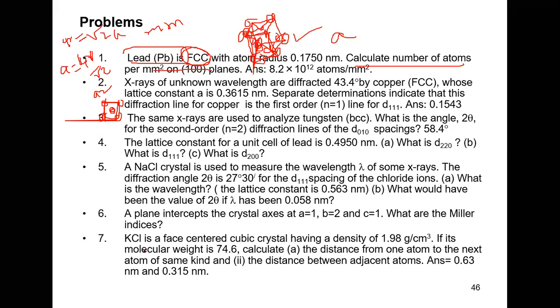Now two atoms are in an a square plane. An a square area contains 2 atoms, so 1 millimeter square contains 2 divided by a square. And if you calculate 2 divided by a square, the answer is 8.17 or something like that. So approximately it will be 8.2 into 10 to the 12 atoms per square millimeter.